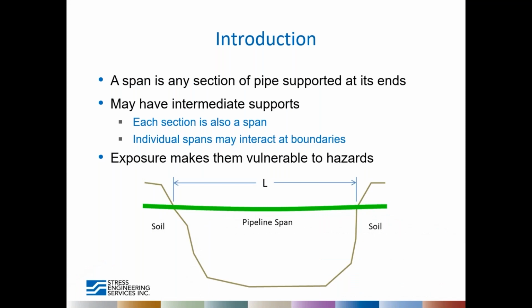So when I say span, I'm going to mean any section of pipe that's not supported or that is only supported at its ends. It may have intermediate supports, but if you think about it, each section of a span then becomes its own individual span. If the supports are narrow, then adjacent spans are going to affect each other at the boundaries, and so we may need to consider interaction between them. And clearly, it's exposure that makes the spans vulnerable to threats that don't affect typical buried sections of a pipeline.